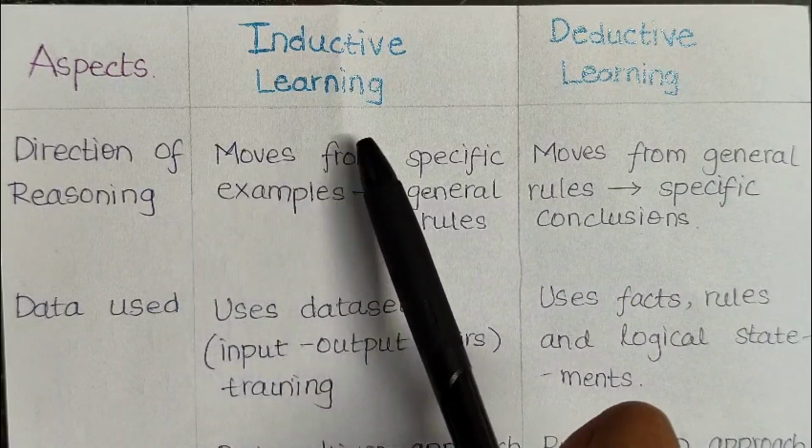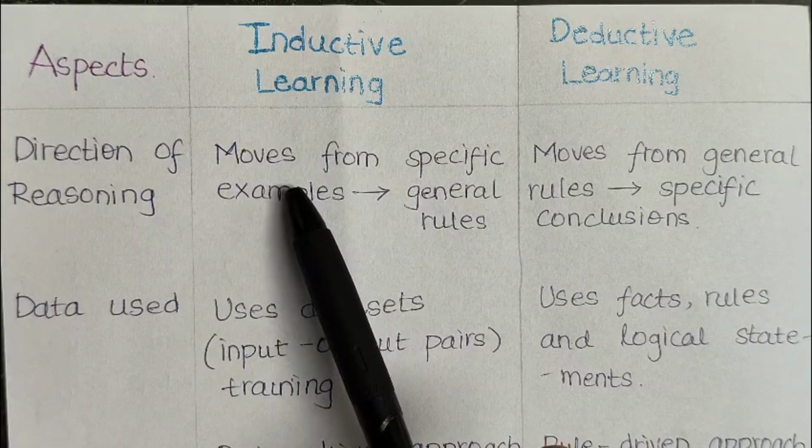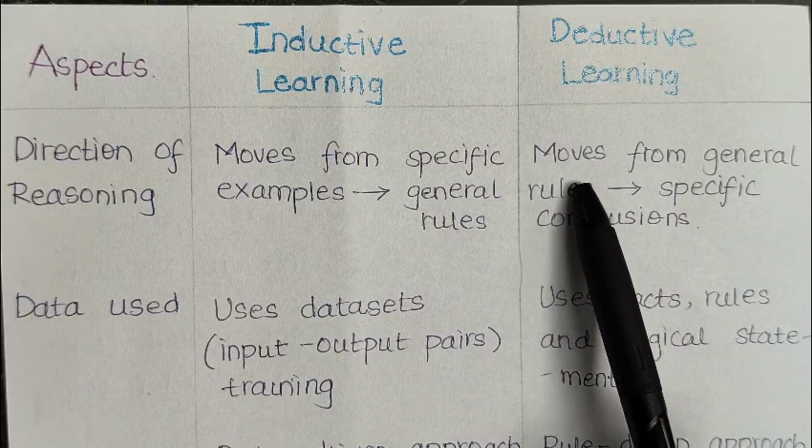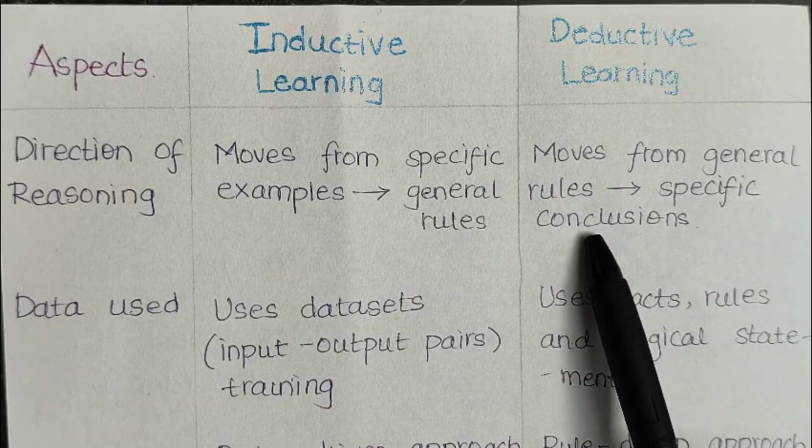So the direction of reasoning in inductive learning is that it moves from specific examples to general rules, but deductive learning moves from general rules to specific conclusions.